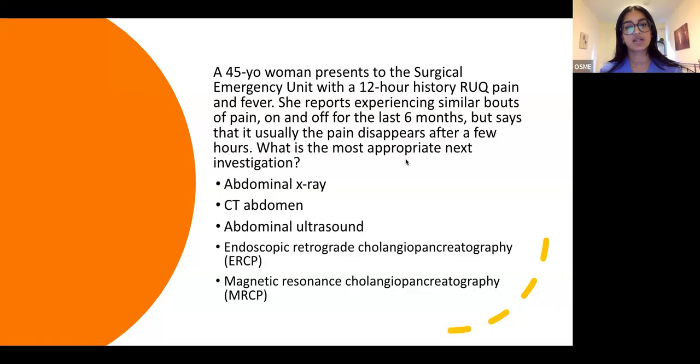And the most appropriate next investigation would be abdominal ultrasound. Abdominal ultrasound because it's minimally invasive. It's very useful in visualizing gallbladder pathologies because you can see the presence of the gallstones and you can also look at the wall thickness, which would give you an indication of whether or not the gallbladder is inflamed. You can also look to see if there is any bile duct dilatation as well. So those would be the signs you'd be looking out for on the ultrasound.